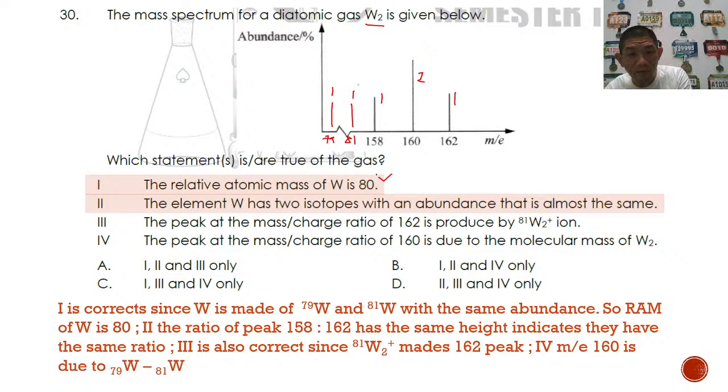The peak at mass over charge 162 is produced by 81W2 plus, which is also correct. And the peak at mass over charge 160 is due to the molecular mass of W2, which is wrong, because I already told you just now, you will not be able to detect the relative atomic mass and hence calculate the relative molecular mass just like that. So the statement D is wrong. The true ones are the others, so the best answer in here is A.